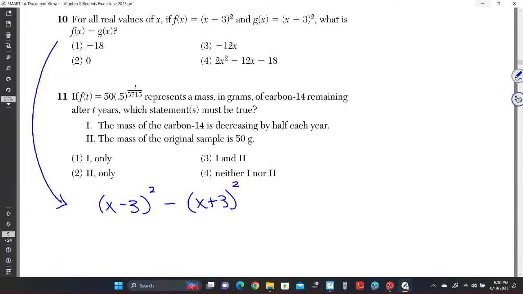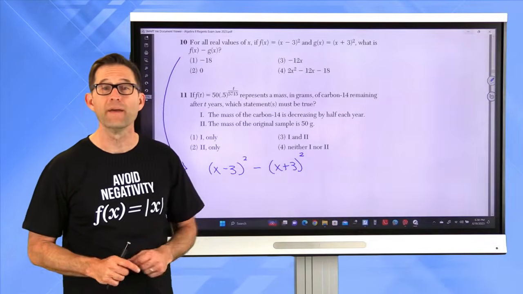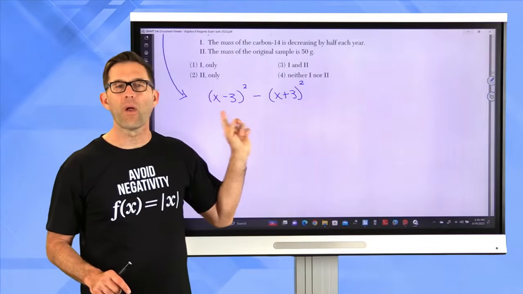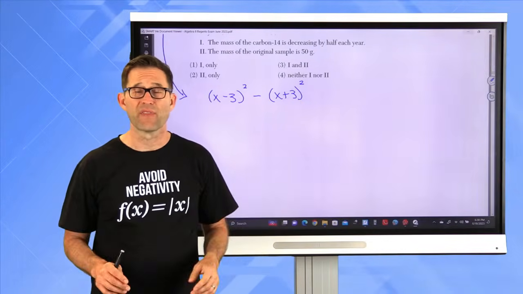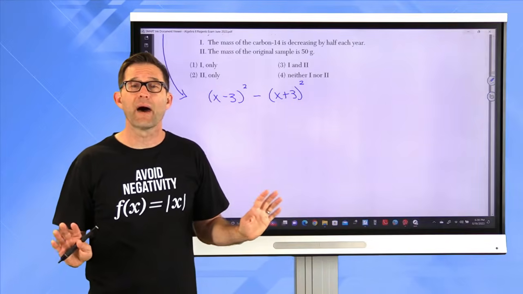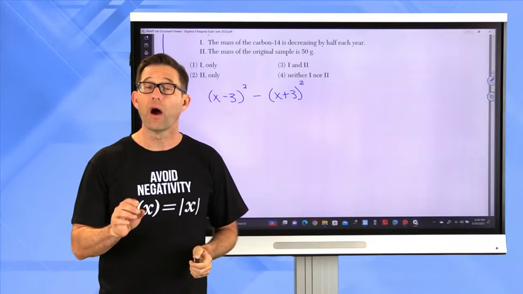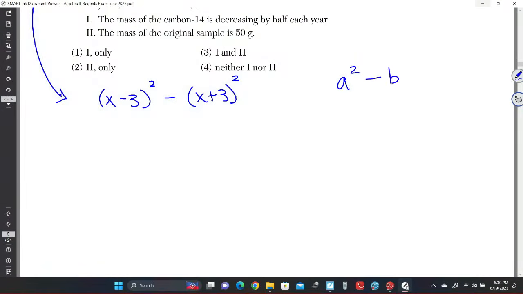Now, it would be great, obviously, if that was just randomly one of the answers, but it's not. Your first instinct could be to FOIL all of this out, and then combine like terms. And that would work, no question about it. But the cool thing about this expression is it has the structure of a difference of perfect squares. In other words, if I have something that looks like a squared minus b squared, then that can be written as a plus b times a minus b.